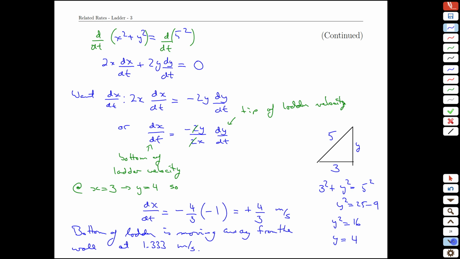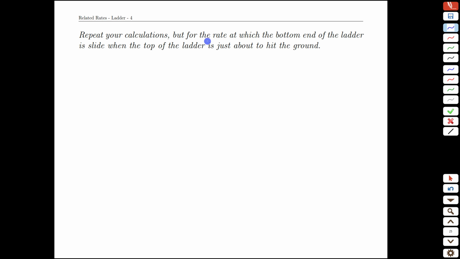Let's ask a slightly more refined question with a repeat of the calculations: the rate at which the bottom of the ladder is sliding when the ladder is just about to hit the ground. So this tip is now moving down, so we actually have it close to here. You can try your intuition on this, or we're going to try it with calculations first, but think about it for a moment. What do you think is the velocity of this tip of the ladder here, or this base of the ladder here? Well, let's go back to the math.